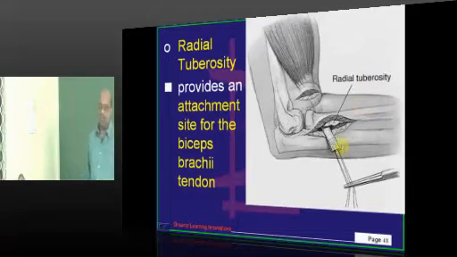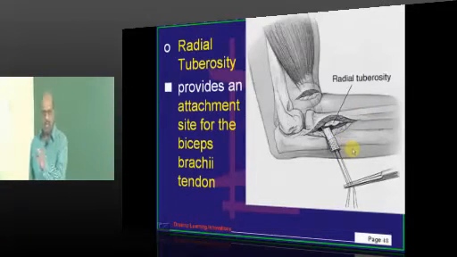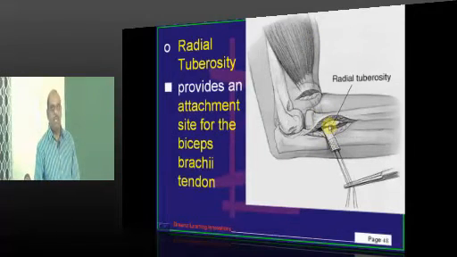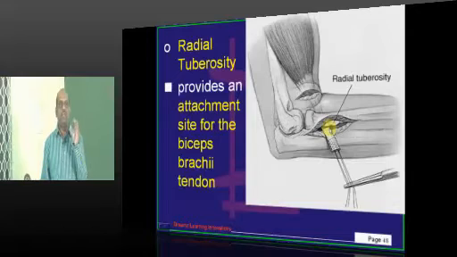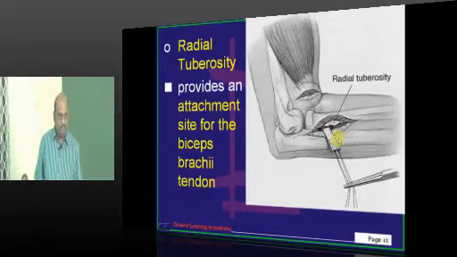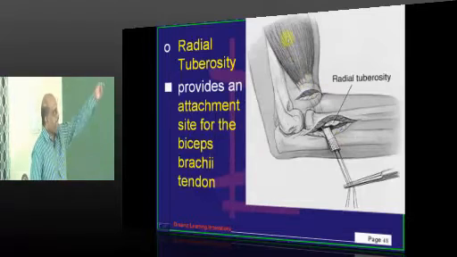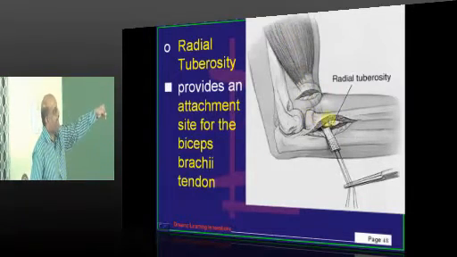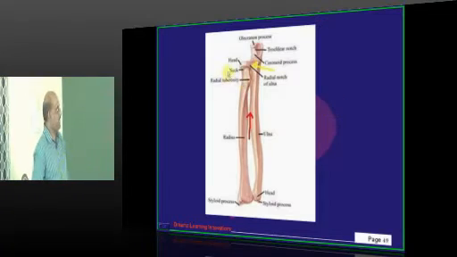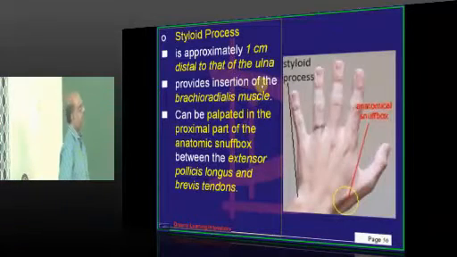Now there are some landmarks on the radius. There is one radial tuberosity in the upper end, and what does this tuberosity do? Just like tibial tuberosity in the lower limb. So the biceps brachii muscle typically will have an attachment onto that radial tuberosity. That's the reason we need to remember.